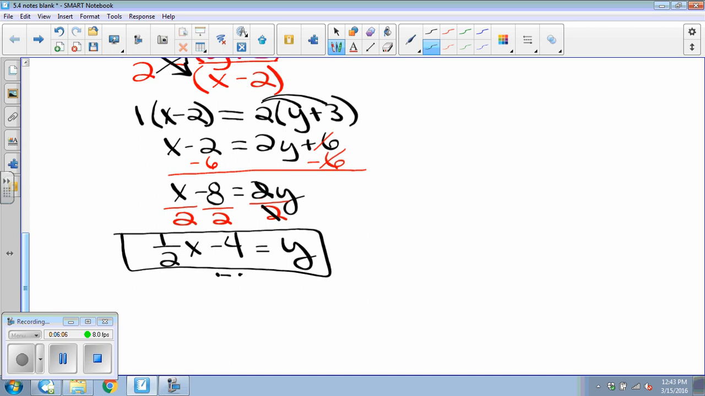The slope is 1/2. B is negative 4. So if I wanted to graph this line, I would put a dot on negative 4 on the y-axis. And then I would go up 1 and to the right 2.